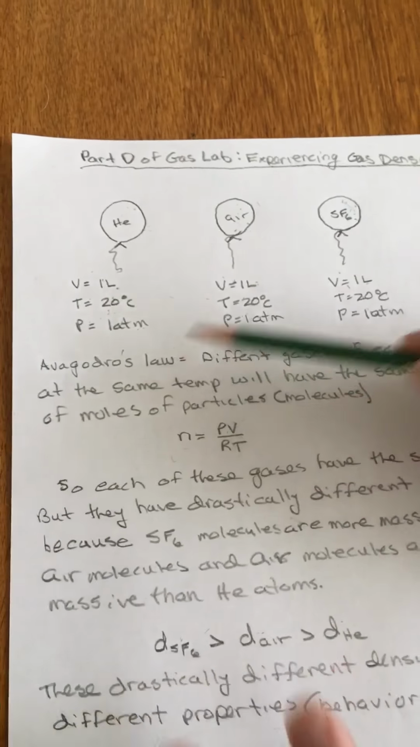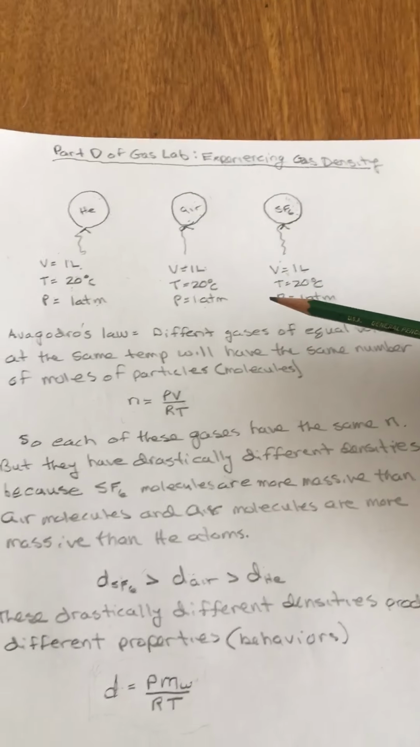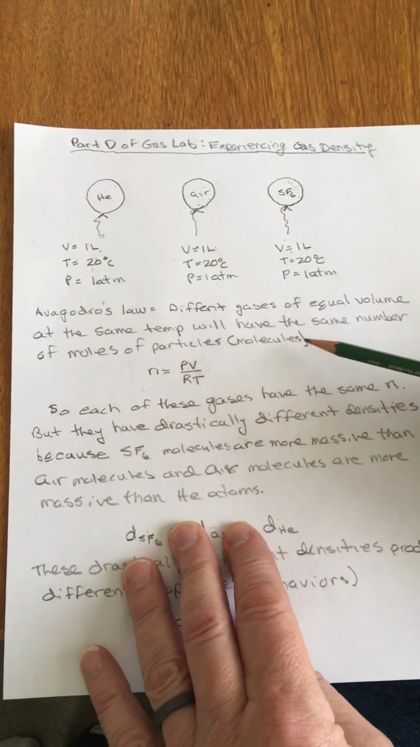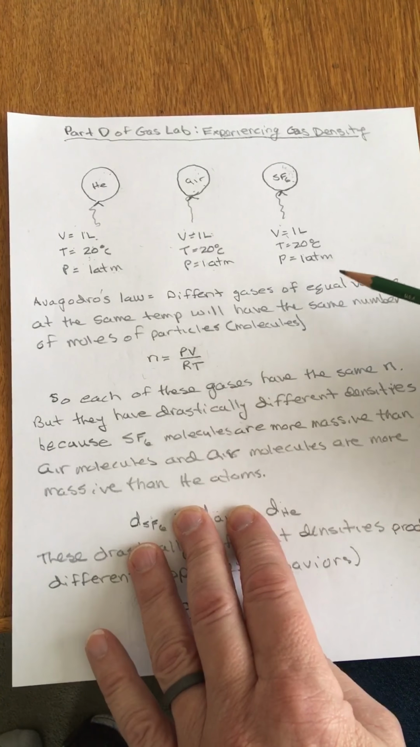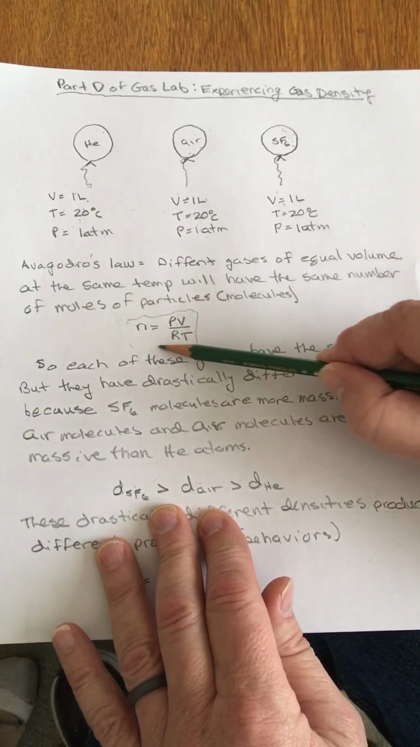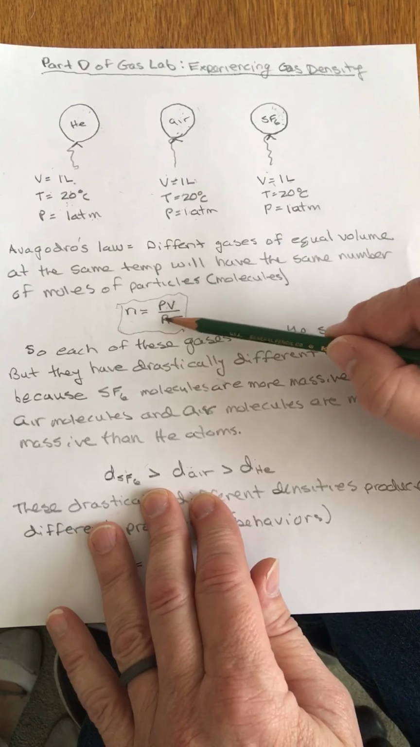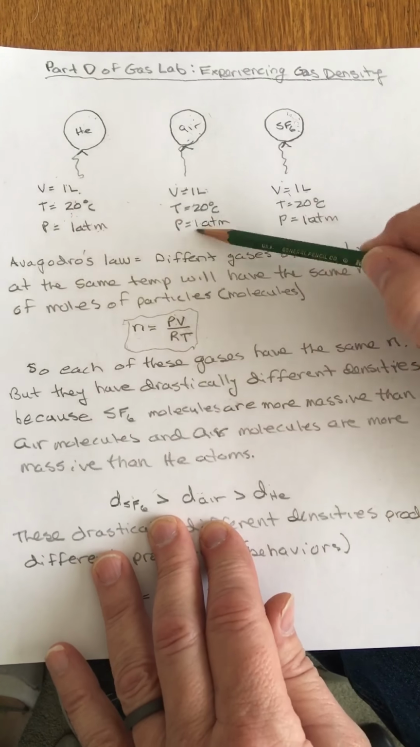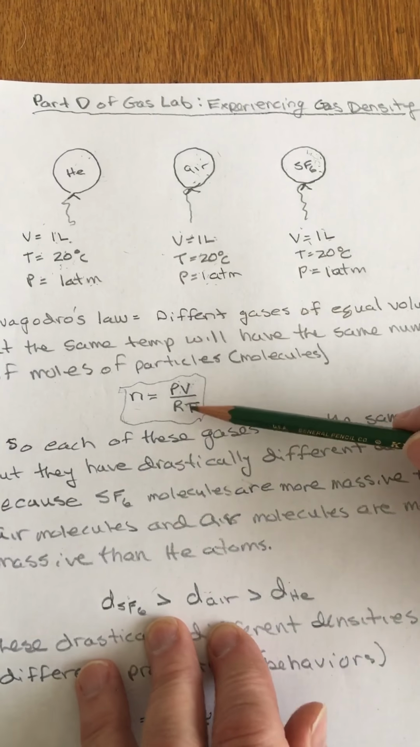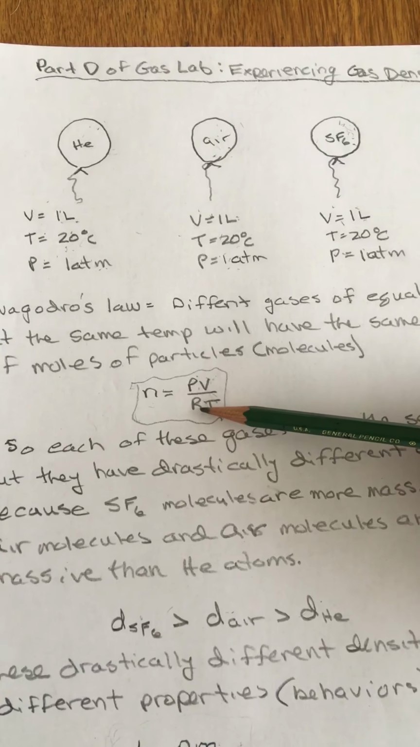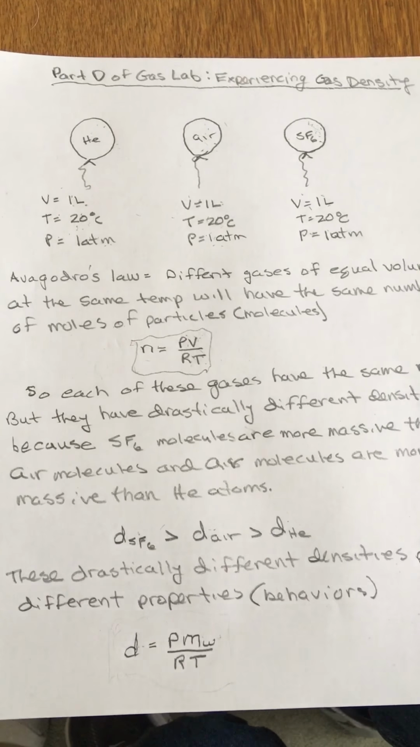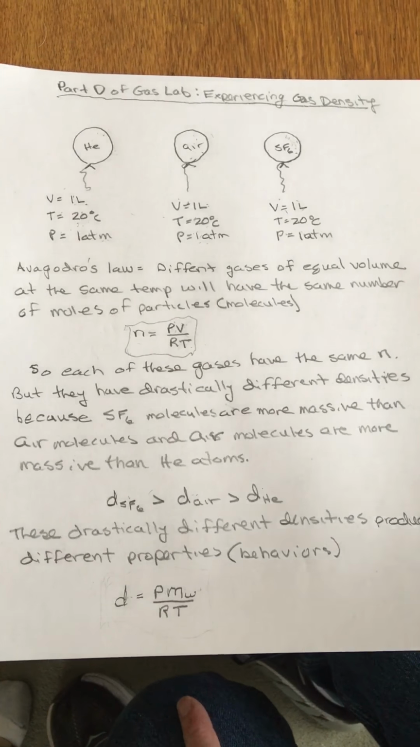Now, Avogadro's law, and actually the ideal gas law as well, the ideal gas equation, shows that different gases of equal volumes at the same temperature and pressure will have the same number of moles, the same number of gas particles. And you can see that from the ideal gas law, where n, the number of gas particles, is equal to PV over RT. And we know each has the same pressure, each have the same volume, each have the same temperature. And you know all gases share the same value for the universal gas constant. So each of these gases have exactly the same number of particles, but they have drastically different densities.